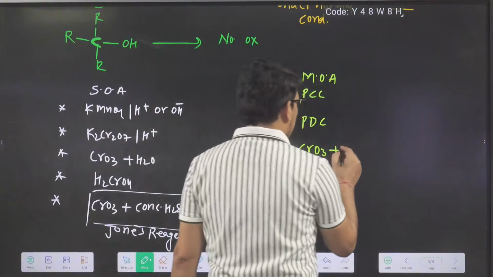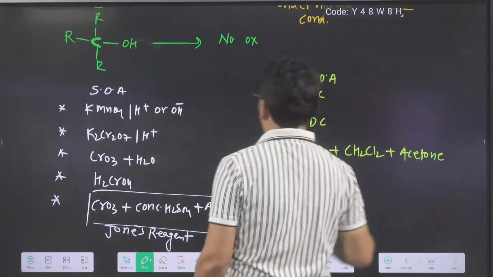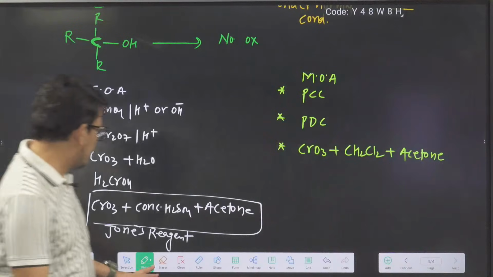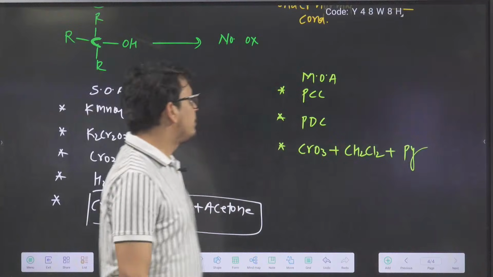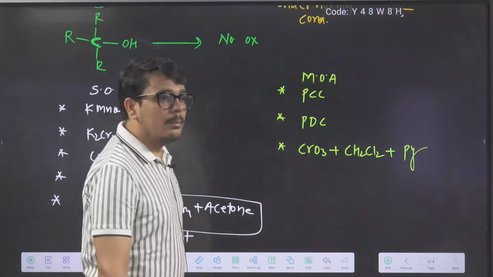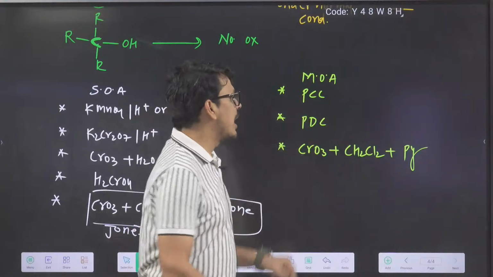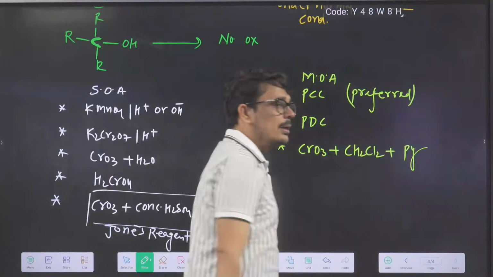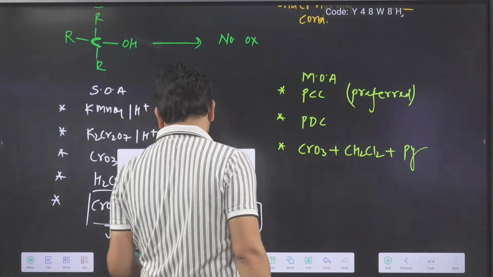Even I can say CrO3 plus CH2Cl2 plus, sorry, not acetone, this is pyridine. These are which type of agents? Mild oxidizing agents. This is pyridinium dichlorochromate, similar to PCC. And here which one is preferred? PCC.